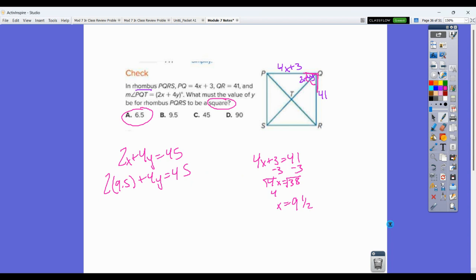Again, pause the video and go through it if you need to, and check what you're doing there.